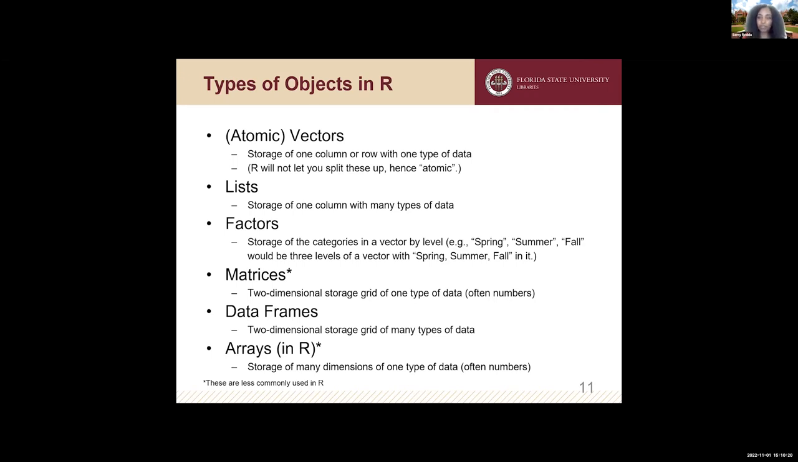The next type are data frames, and this is a two-dimensional storage grid with multiple types of data. So this is basically a two-dimensional list. It's very useful for storing tables or data sets. And this is a very common type of object to use in R. And the final type are arrays. These can store multiple dimensions with one type of data, usually numbers. So it's similar to a matrix, but while a matrix can only have two dimensions, arrays can have three or more. And like matrices, these aren't super common, so we're not really going to spend a lot of time on matrices or arrays in an introductory course.